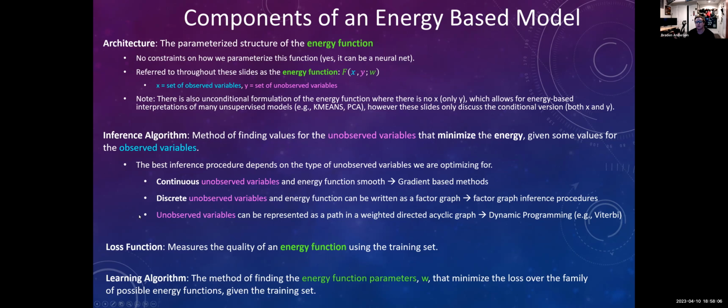Third, we have our loss function, which is just our way of, during training, measuring the suitability of our energy function on the training set. And then, of course, we have our learning algorithm, which is going to be our method to actually find the parameters W that result in our energy function being useful.